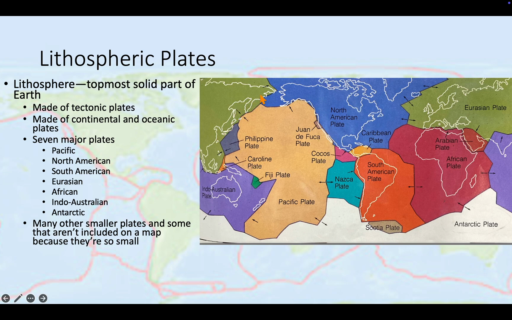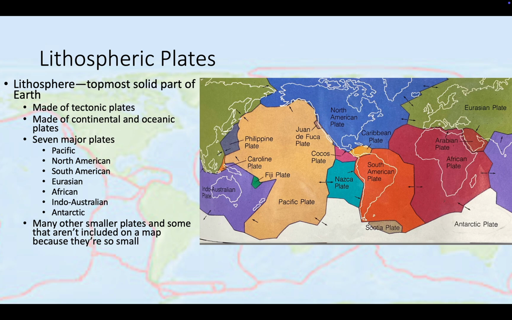You can see the white lines in the background are like the continents, and then the colored plates are the tectonic plates that we're talking about. Many other smaller plates exist, and some that aren't included on a map because they're so small. And plates can be created and destroyed. It all depends upon the plate movement.